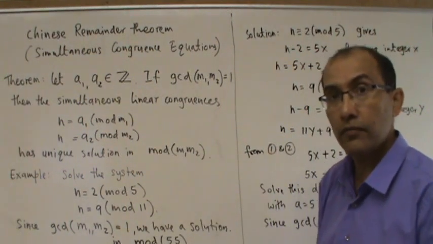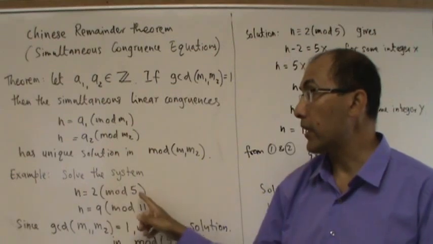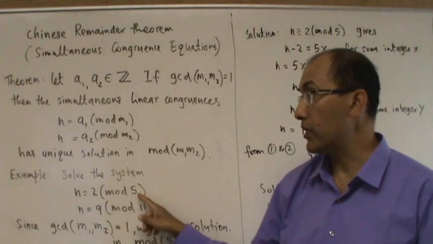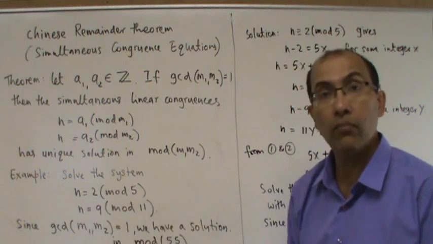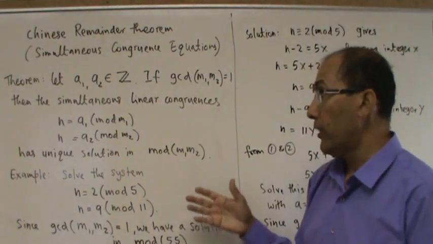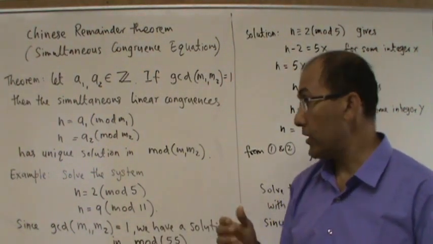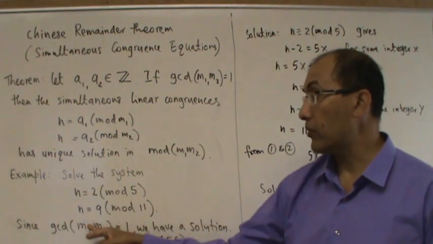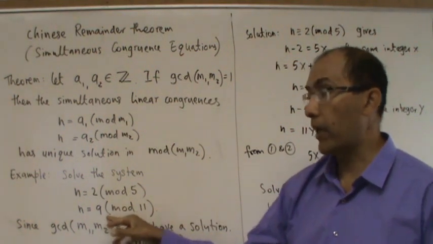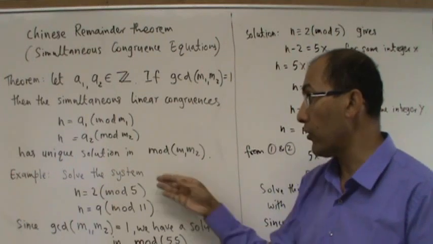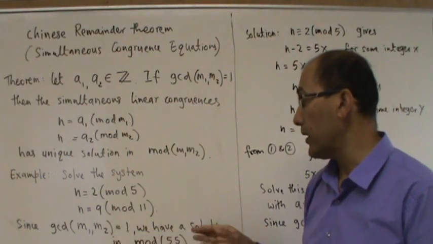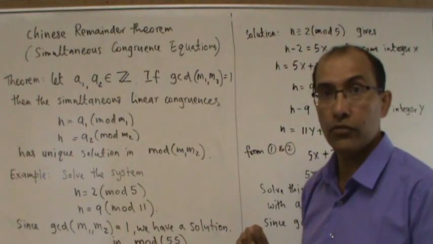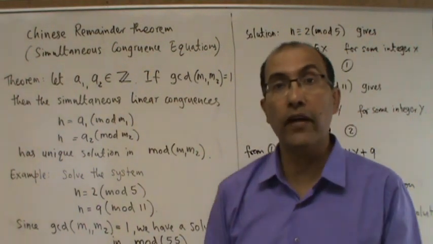So here's an example. Suppose I want to solve this. I want to find n that will satisfy this equation in mod 5, and the same n must satisfy it in mod 11 as well. First thing is to check whether there is a solution. So if I look for the co-primeness of m1 and m2, they are prime numbers anyways, so they are co-prime, therefore we know that we have a solution. So let's go and try to find this solution.